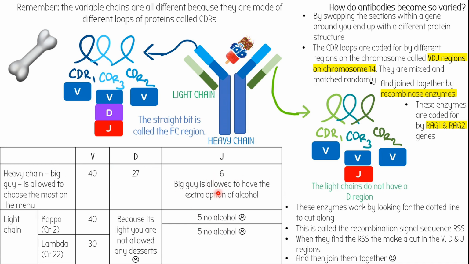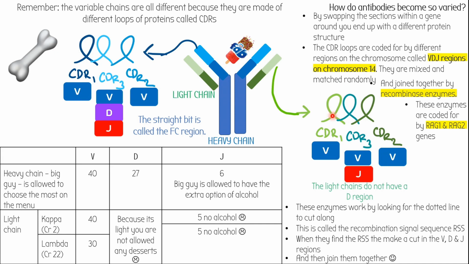Okay, so essentially the same thing is going to happen with your light chain. Your body decides for this particular cell, it's going to randomly choose a lambda chain. So of the 30, it's going to choose, for example, number 24, and obviously no D region, and it's also going to choose number 3 on the juice menu. Marry them together with recombinase enzymes, and those 2 together are going to code for the CDR3 in the light chain.